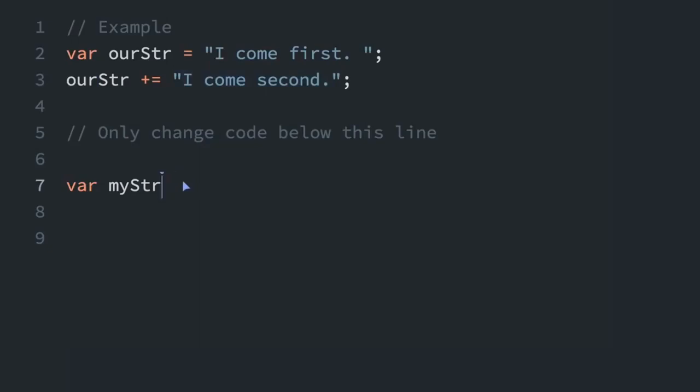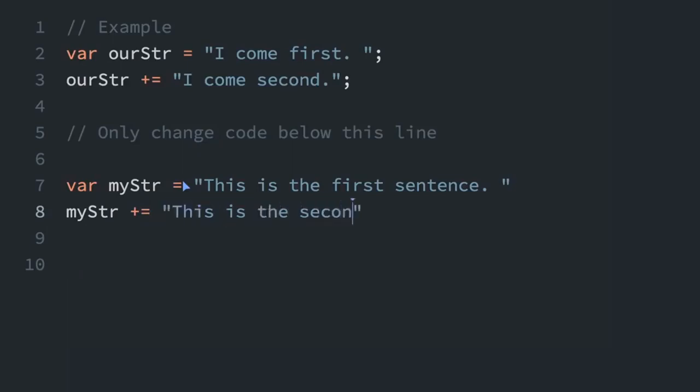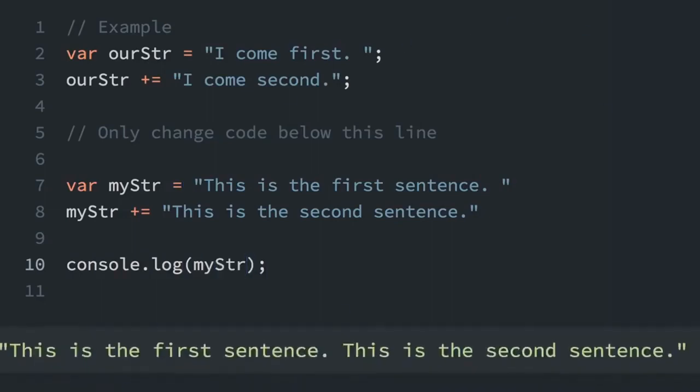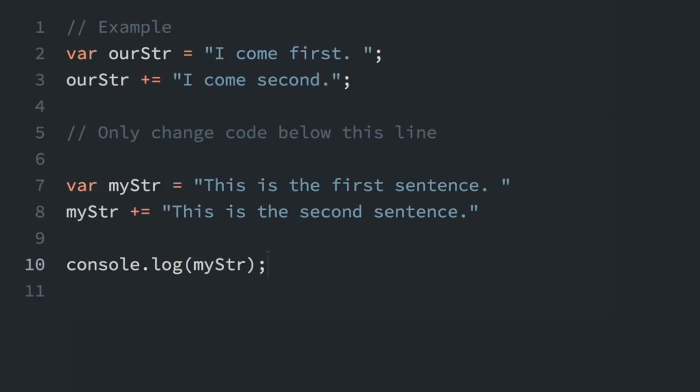Let's do another example down here. myString equals, This is the first sentence, and then I'll put a space at the end because we're going to do myString plus equals, This is the second sentence. Now, if I just do a console.log here of myString, we should see that those sentences have gone together. This is the first sentence. This is the second sentence. Good.